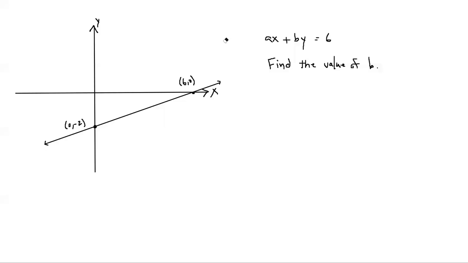If you recall, the slope-intercept form of a line is given by y equals mx plus b. In this equation, m represents the slope of the line, and b represents the y-intercept of the line.